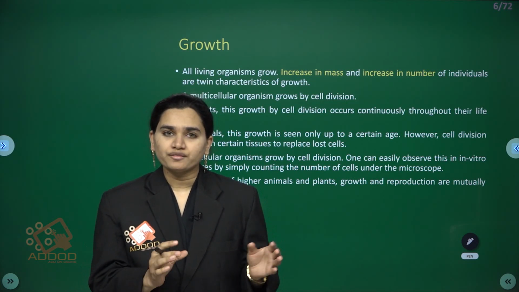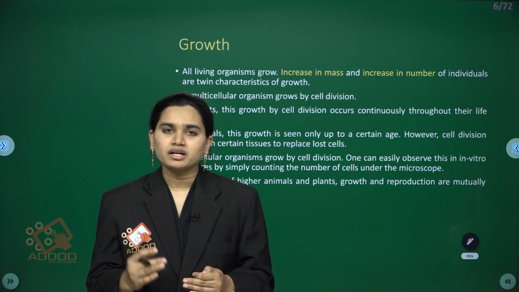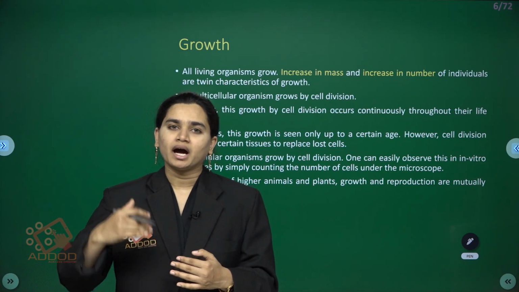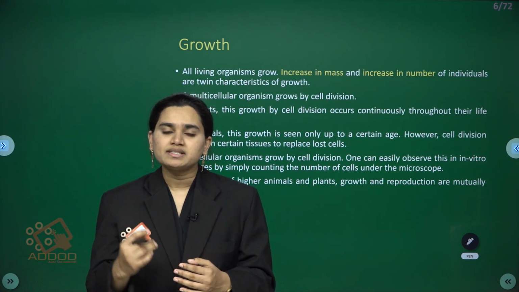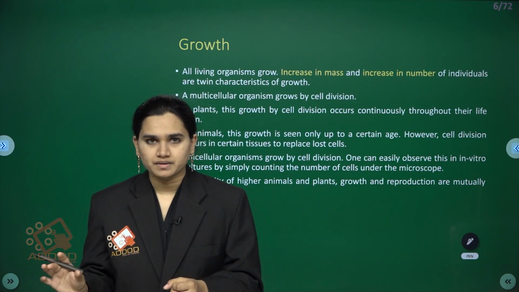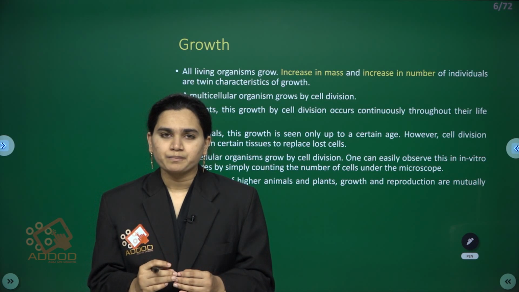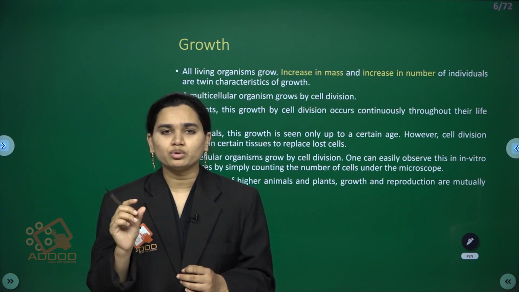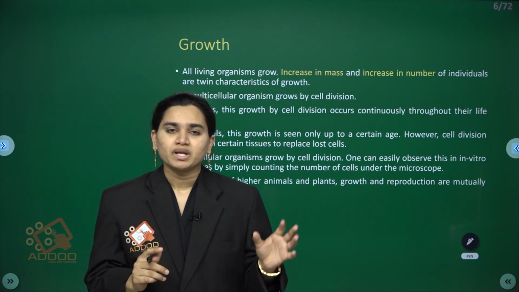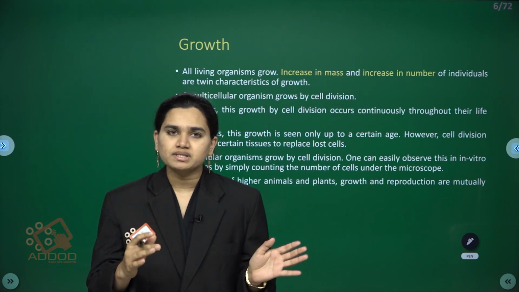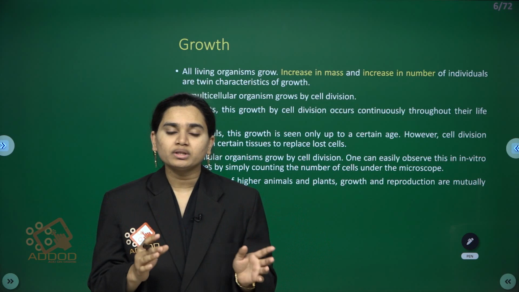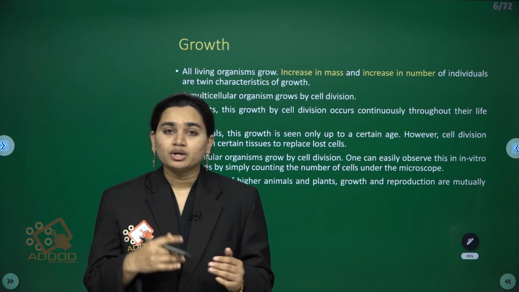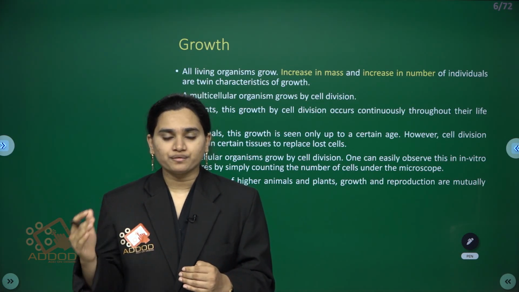Now, in the case of plants, cell division occurs throughout their life. That means as the age of the plant increases, their height also increases. That means growth is a continuous process in the case of plants. Whereas in the case of animals, animals grow up to a certain age. Now, I want you to concentrate at this point. I said that in plants, cell division takes place throughout their life, hence growth occurs throughout their life. Whereas in the case of animals, growth occurs for a certain amount of time.